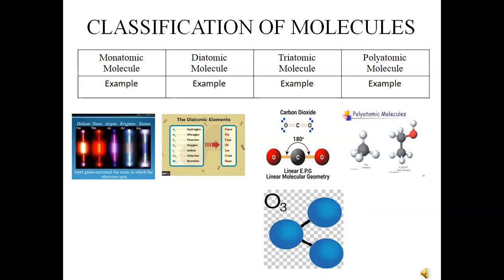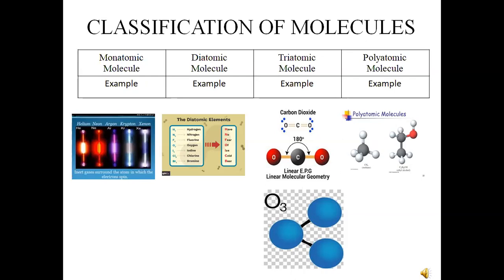Third one, triatomic molecule. For example, carbon dioxide and ozone. Here carbon dioxide CO2 and ozone O3. A molecule containing three atoms is called a triatomic molecule. Here ozone has three atoms and carbon dioxide also has three atoms. CO2 is carbon dioxide: one carbon and two oxygen. So carbon dioxide has three atoms. So this is an example of a triatomic molecule.